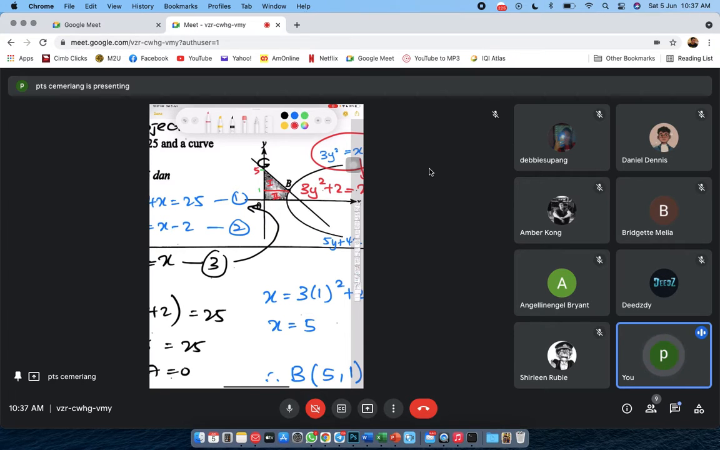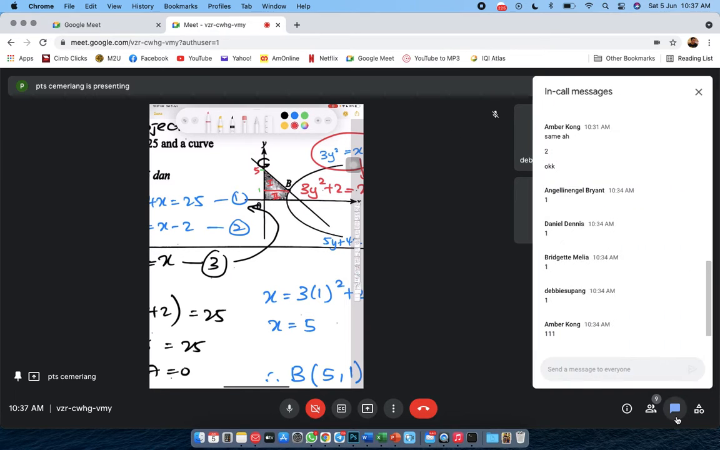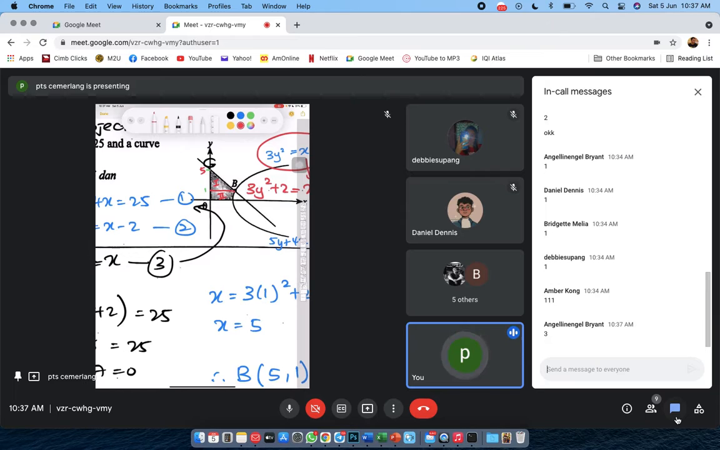Kalau dia revolve dekat y-axis, apa bentuk kamu dapat? What is the shape that you get? What is the type of shape that you see? Anyone? Apa bentuk yang kamu nampak? Okay, cone. Cone without apex? Ada tu kan? Ada apex tu. Cone only, right? It's just cone.